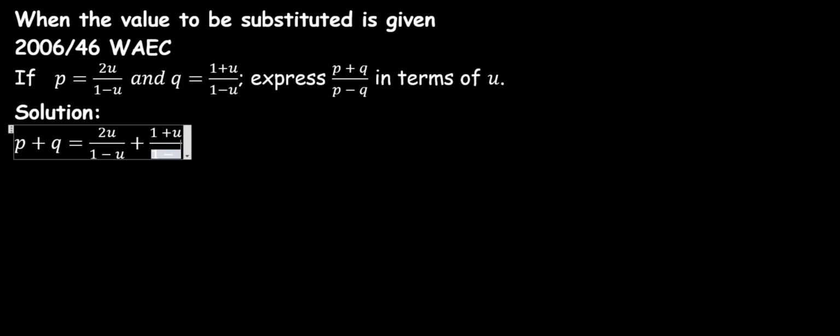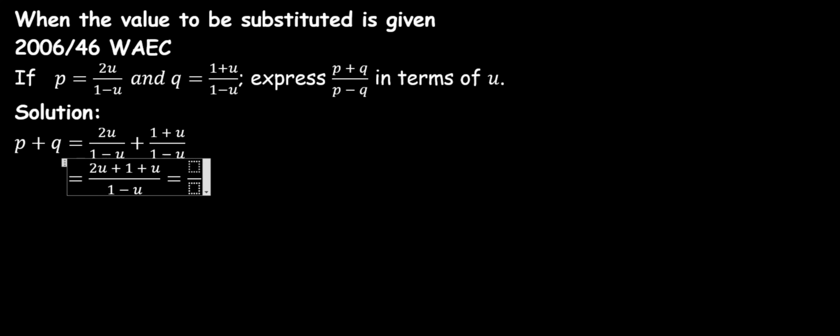We do a simple fractional arithmetic using the LCM. 1 minus U is common to the denominator of both terms. So we have our result as 1 minus U at the denominator. Then 1 minus U divided by 1 minus U is 1, so you just have 2U plus. Also, at the next item, 1 minus U divided by 1 minus U, you have 1. As this is plus before it, we don't need to introduce brackets, so we just write 1 plus U. The result at the numerator is 3U plus 1 divided by 1 minus U.